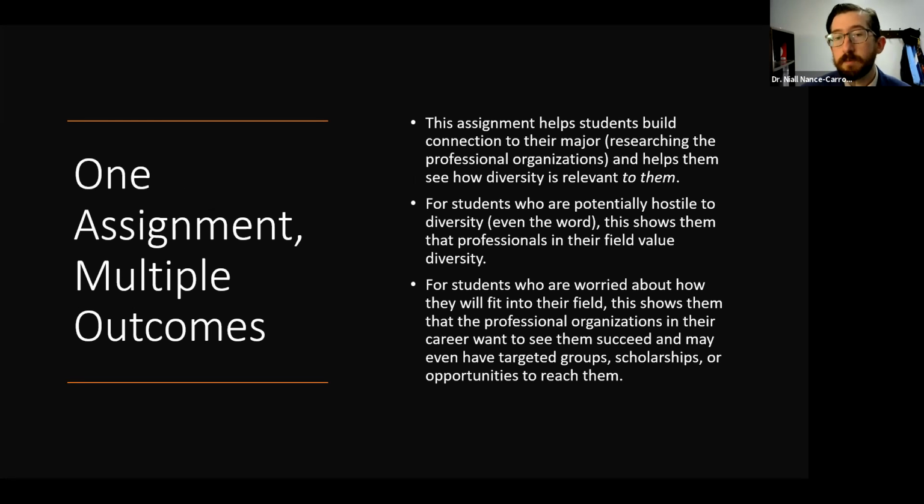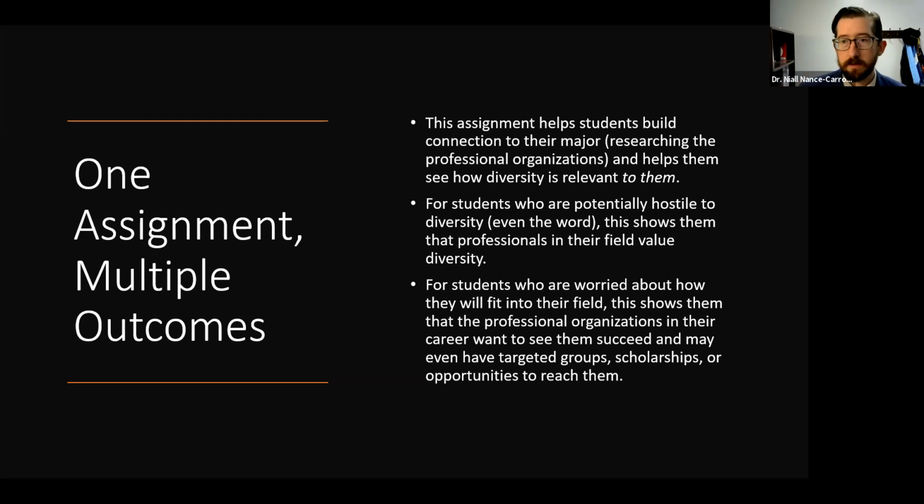So this helps students build that connection between their major and diversity goals. And so that can help the students who are potentially hostile, but that can also help the students who are worried that maybe their major isn't going to accept them. This is going to let them see that their professional organizations are welcoming them in. So this isn't just designed to reach white students who might be hostile to diversity.